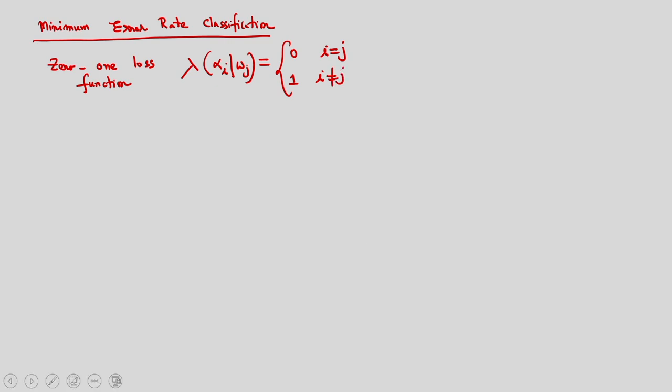In this case we are considering C number of classes. What is the meaning of alpha i? Alpha i is the action when the true state of nature is omega i. I am repeating this: alpha i is the action when the true state of nature is omega i. So for alpha i, if the class is omega j, the decision is correct when i is equal to j.